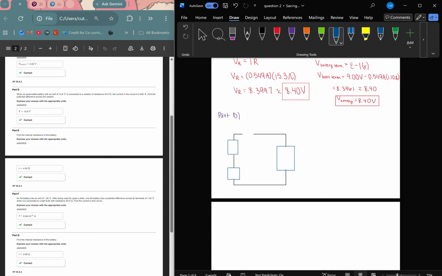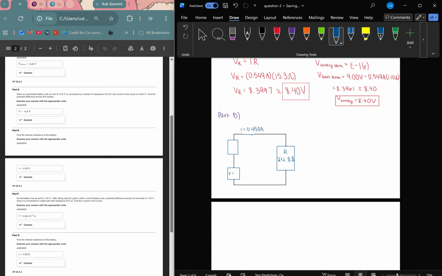So we know that the current in the circuit is 0.450, so we're just going to draw it here. I equals 0.450 amperes. Sorry, and then I'm going to draw the resistor here, which is 24.0 ohms.